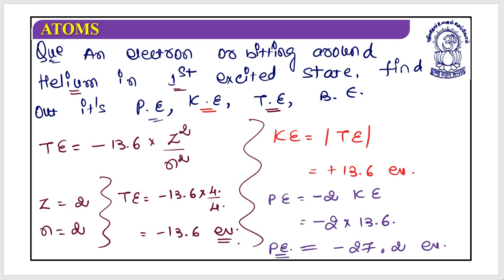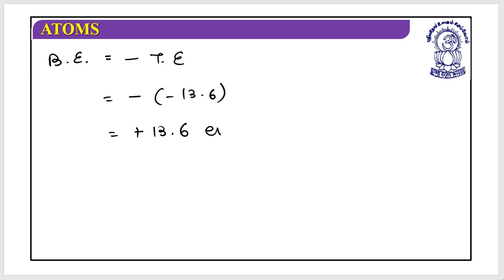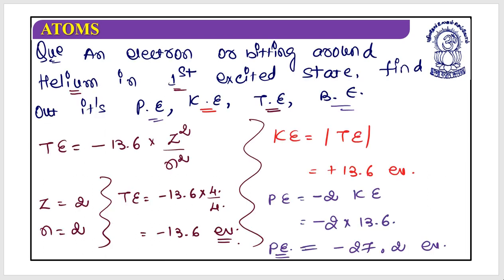And what is left? Yes, the binding energy. Binding energy is equal to the negative of total energy, and I received the total energy as minus 13.6. So this is minus of minus 13.6, which equals plus 13.6 eV. This is the binding energy. That's it. You did everything. I hope this is clear.